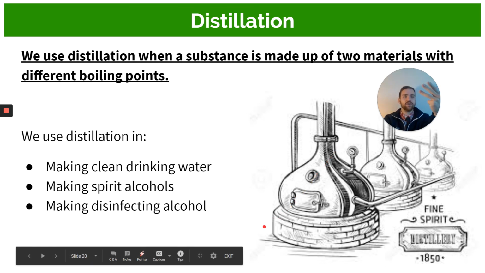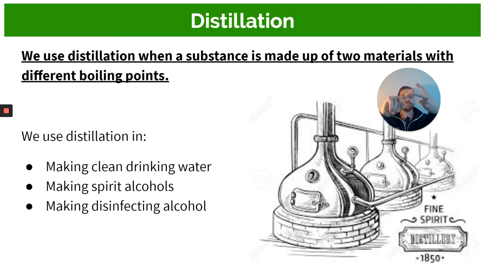So those are our three processes we covered today: magnetism, evaporation, and distillation. You should be able to explain how all three of those work. You should be able to explain what sort of mixtures we use them on, and you should be able to give examples of each one.